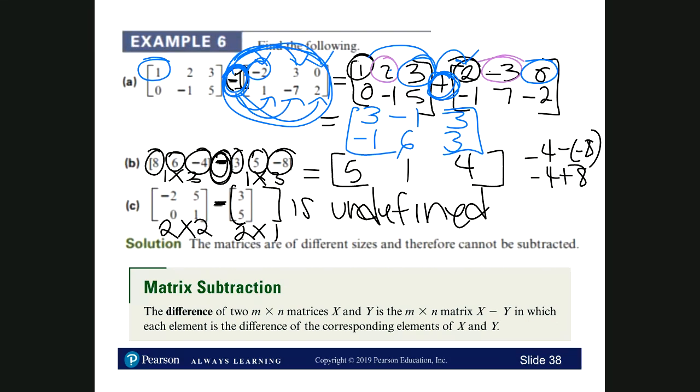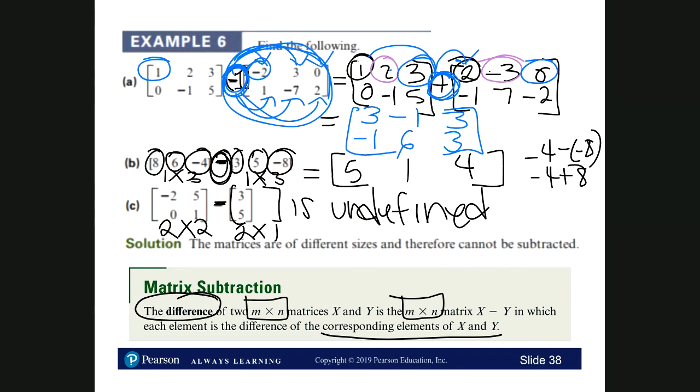Okay, so here is a summary of how you will do a difference of two matrices. They must have the same dimensions, and you take the difference of each corresponding element, so the ones that have the same location in the matrix.